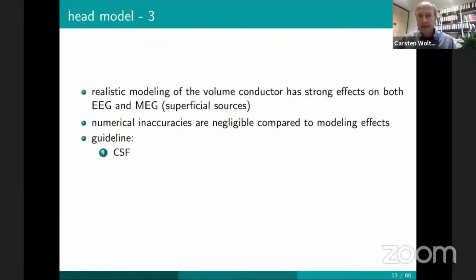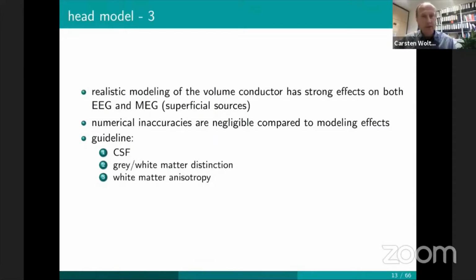The CSF is then the next compartment, and Maria Carla will show the effect of the CSF if we ignore it on the EEG side. On the EEG side, it has a very significant effect, and also on the MEG it has an effect, because it is so highly conductive and it is so close to the sources. Gray and white matter distinction also seem to be important from Johannes' work. There's white matter anisotropy that can play a role.